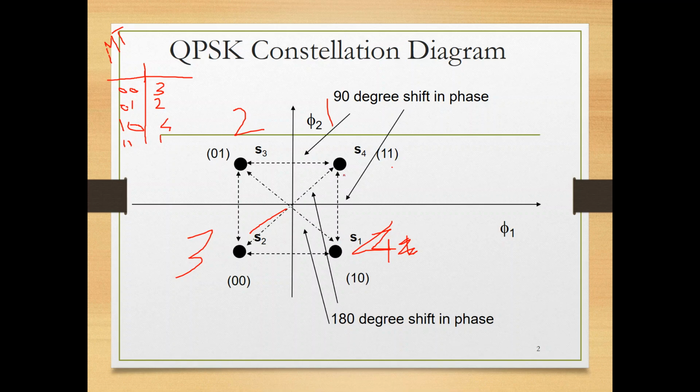Now, I just want you to note that the phase difference between S1 and S4 is pi over 2. S4 to S3 is also pi over 2. S3 to S2 is also pi over 2. S2 to S1, the phase difference is pi over 2. However, if you move from S2 to S4, how much is the phase difference? 180 degrees, which is pi. And if you move from S1 to S3, how much is the phase difference? It's also 180 degrees, which is a sudden change in the phase.